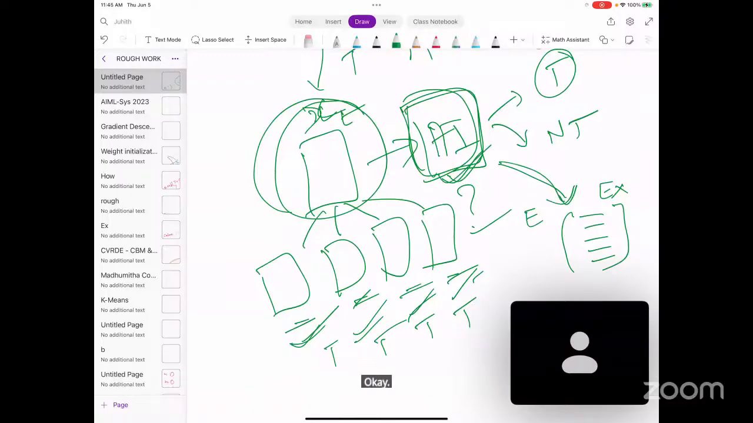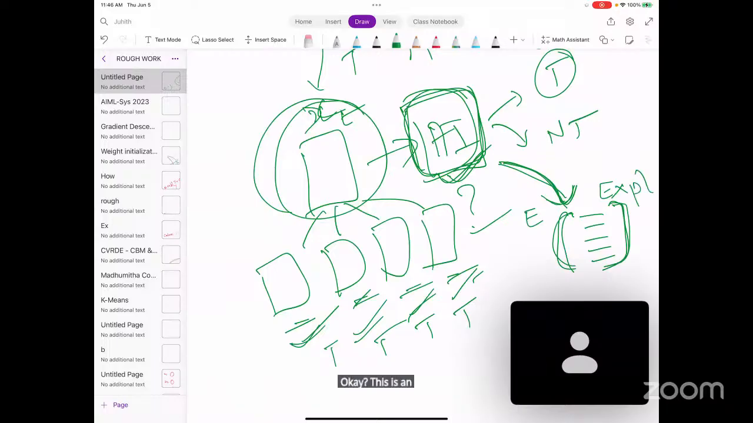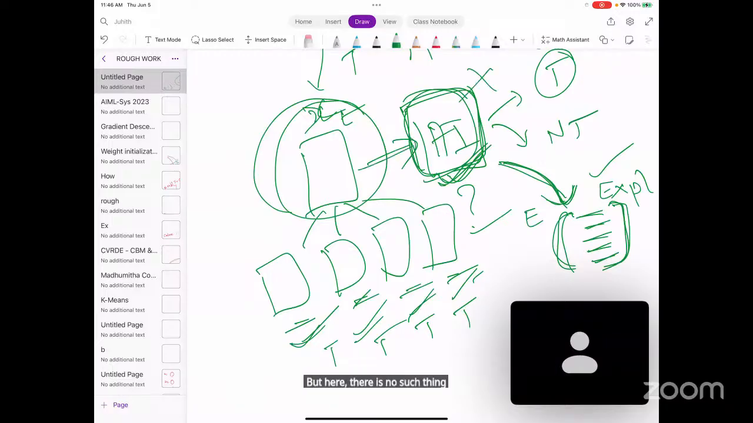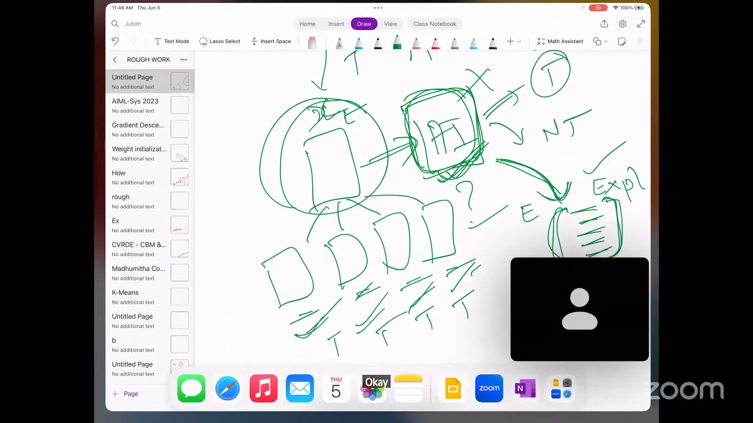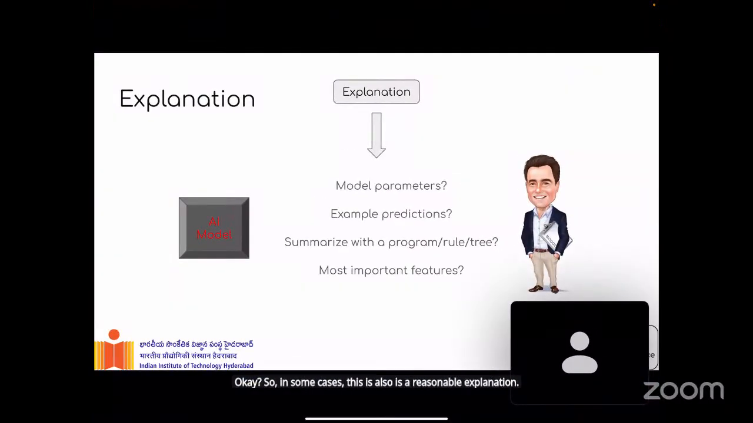How to get there? I will come and talk to you about how to get this black box approximated as a simple linear model or a decision tree. This is an explanation for the black box model, because people can read, people can appreciate what features are involved. But here, there is no such thing. Take input, predict output. In some cases, this also is a reasonable explanation. And most important features, remember the dog versus wolf. This is exactly what happened. The explanation highlighted important features.